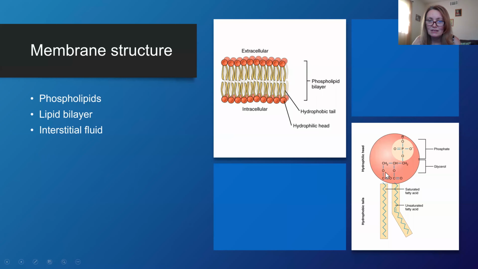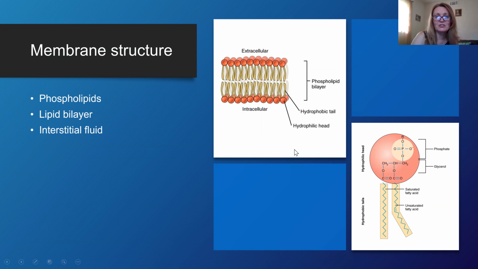So the phospholipid has a head and a tail, and the head is hydrophilic. It has charge, so you can see oxygen over here has a charge, so it attracts water, so it's a water-loving part. And a tail is hydrophobic, and hydrophobic means they repel water. These molecules do not dissolve in water because they are neutral, they don't have any charge.